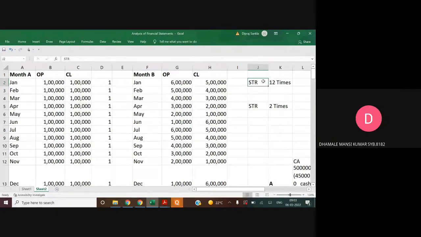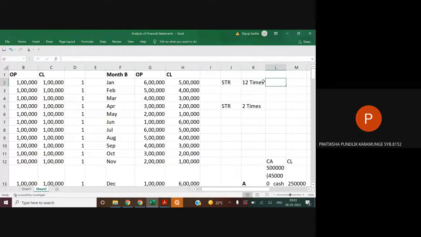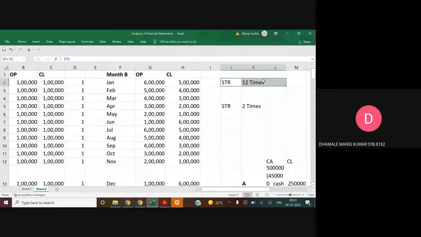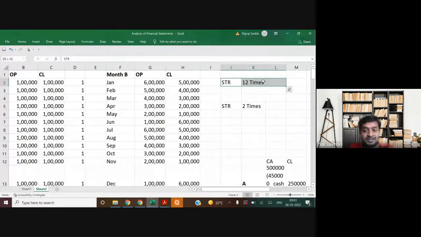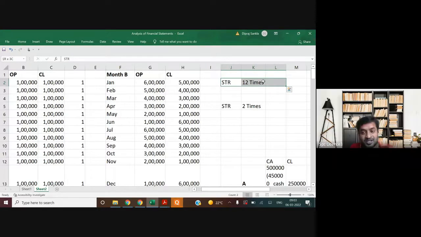Yes, sir. मला सांगा, here which company stock turnover ratio is high, A or B? A. Okay, A. Which company stock is moving so fast, A or B? A. Why? Because it is replaced 12 times, na? Yes, sir. Okay, which company stock is highly liquid? Which company stock is able to sell quickly? A company. Not big company, na?